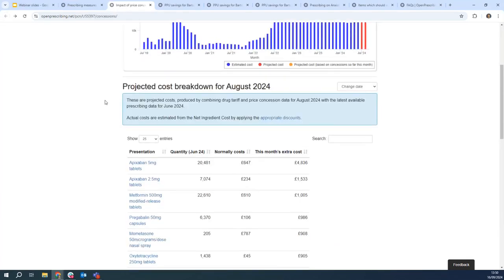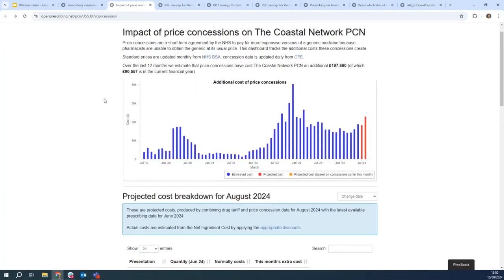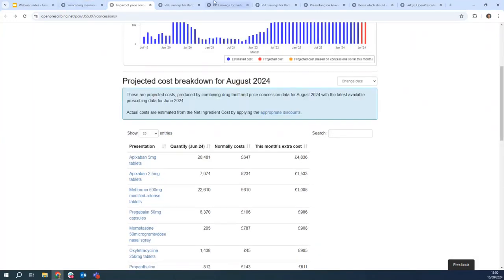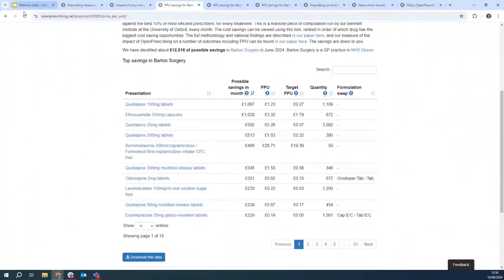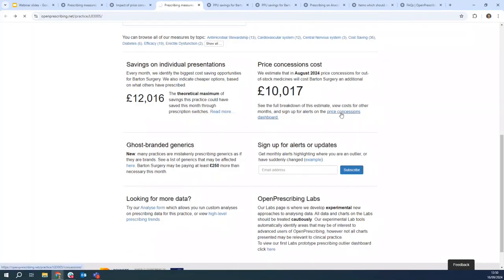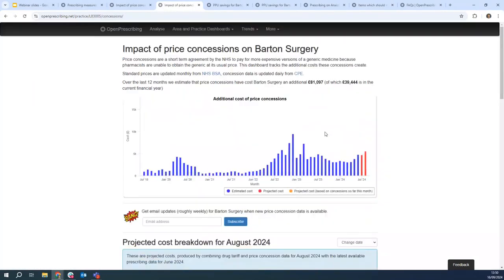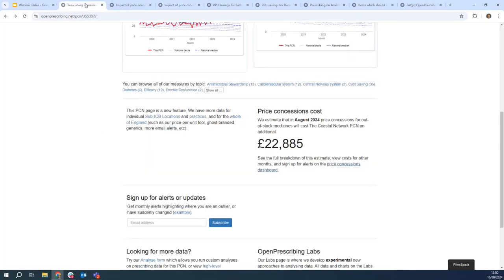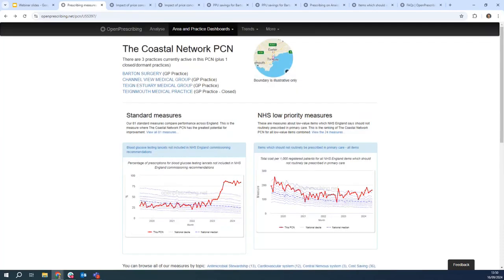And on the price concessions, if you are interested, as soon as price concessions come out, we send out emails. Again, you can't see this on the practice page, but if you look on the PCN page and click through to practice, you can sign up for alerts as well. So for your practice, you can get an email saying this is what you're spending on price concessions roughly this month. That email will come through probably a couple of times a month, just as we update the data as it gets released. Okay, so that is price concessions.